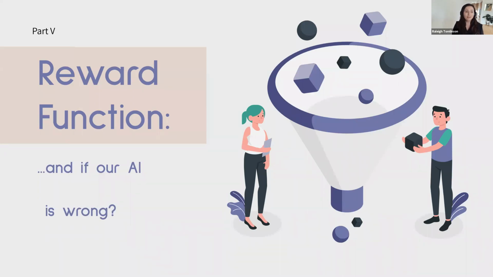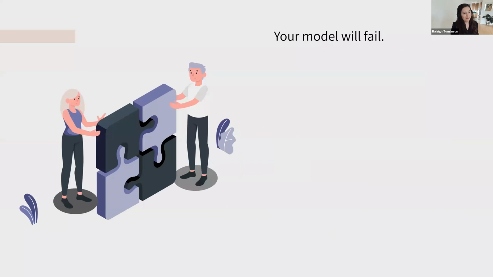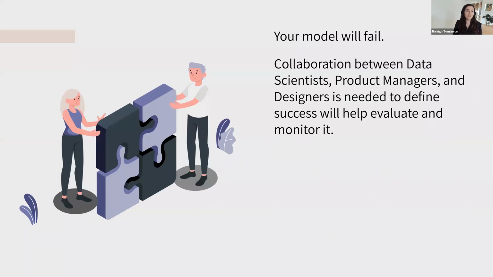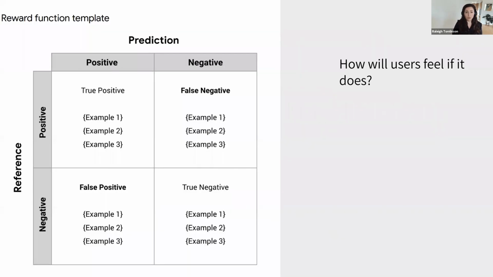So we're talking about reward function. What happens if our AI is wrong? Because it will fail, and that's part of it. So collaboration between your team, this is often in no means just a designer problem, but you need to define success and evaluate and monitor it. But also you need to take into context what will happen if it fails. So what is a positive, what is a negative, and what are the user implications of that?